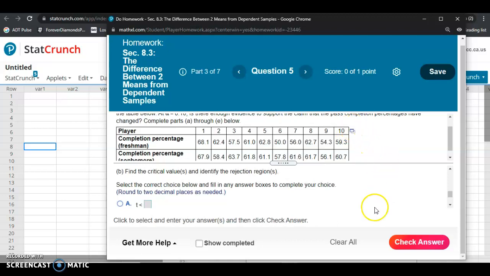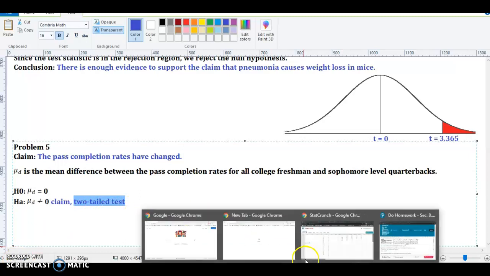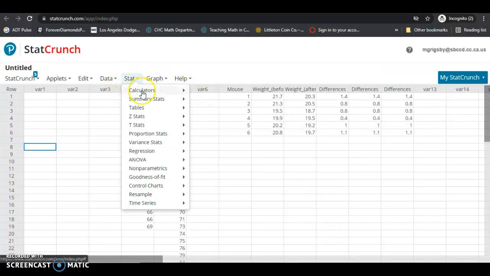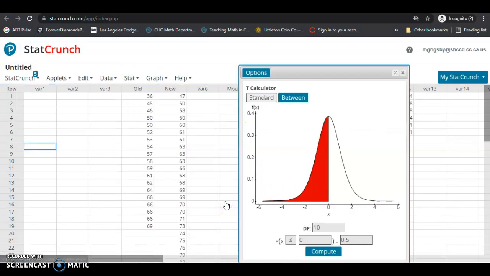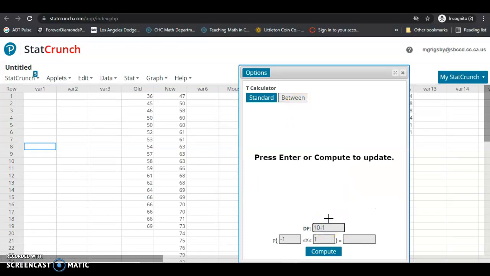All right, and then the other thing we need to know is whether the test is left-tailed, two-tailed, or right-tailed. In this case, because the not equal to symbol is used in the alternative hypothesis, this makes this a two-tailed test. So we're going to go to StatCrunch and open up the t-distribution calculator. Because this is a two-tailed test, we're going to select between. The degrees of freedom is 10 minus 1, or you can put 9 in there because 10 minus 1 is equal to 9. But I'm going to leave it as 10 minus 1.